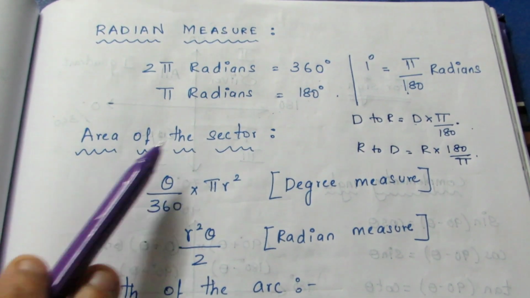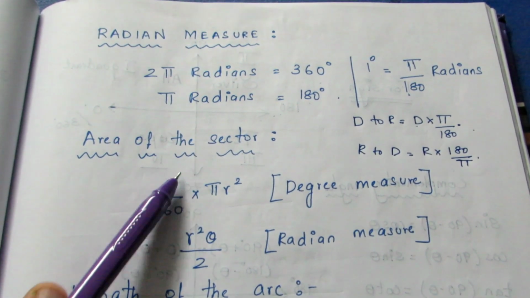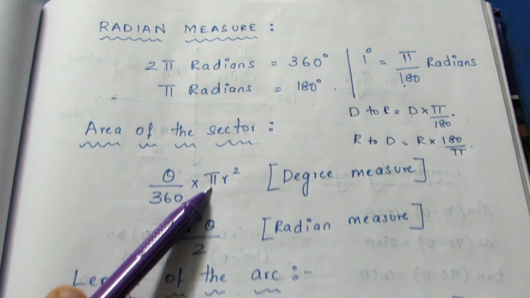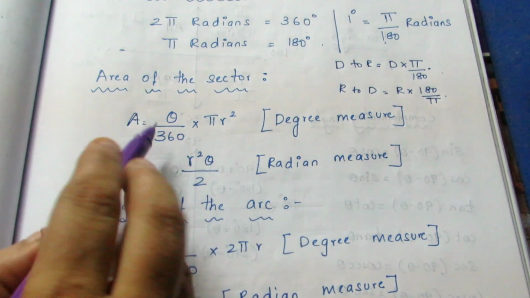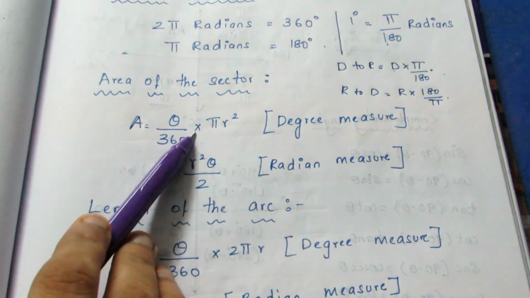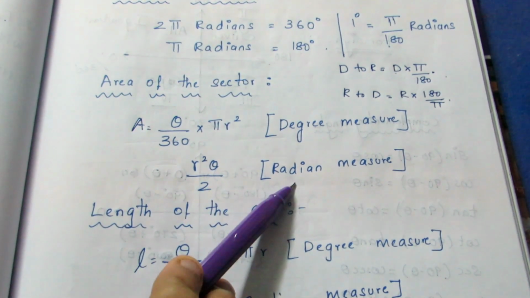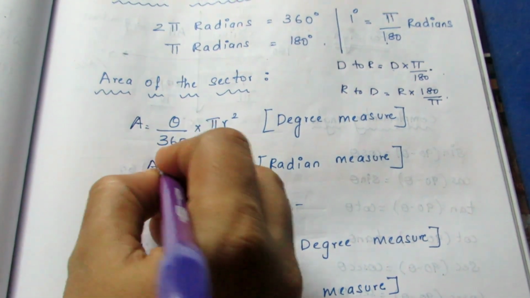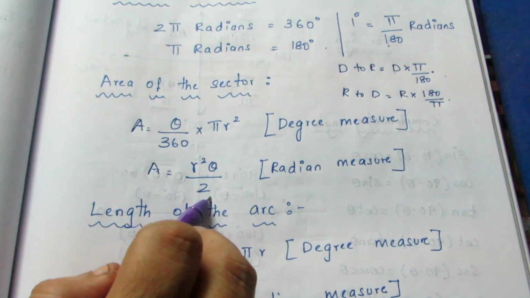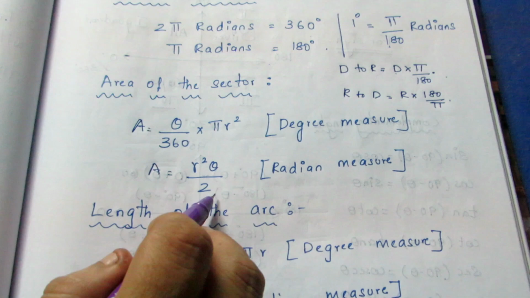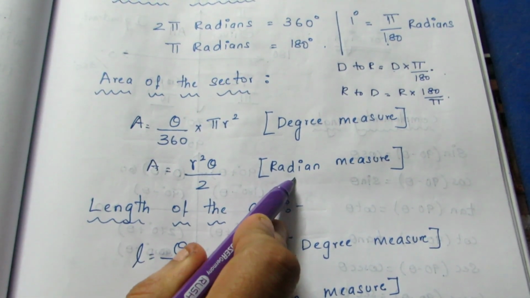We'll move on to the area of the sector, which we learnt in the smaller classes. Area of the sector is nothing but theta by 360 into pi r square, right? A is equal to theta by 360 into pi r square, when theta is a degree measure. But if it is a radian measure, then your formula will be equal to r square theta by 2.